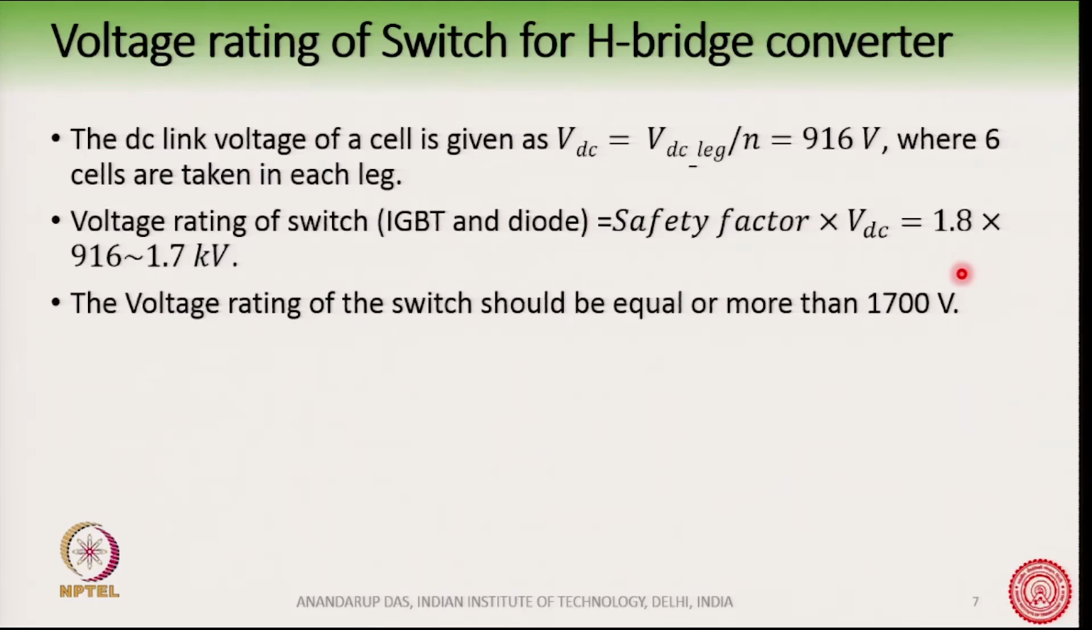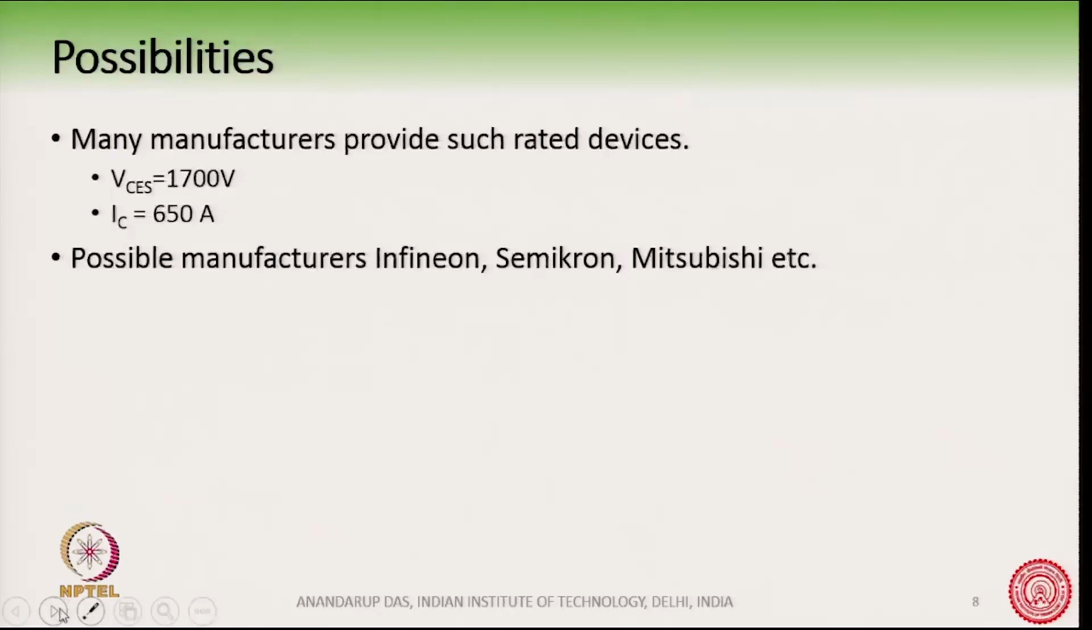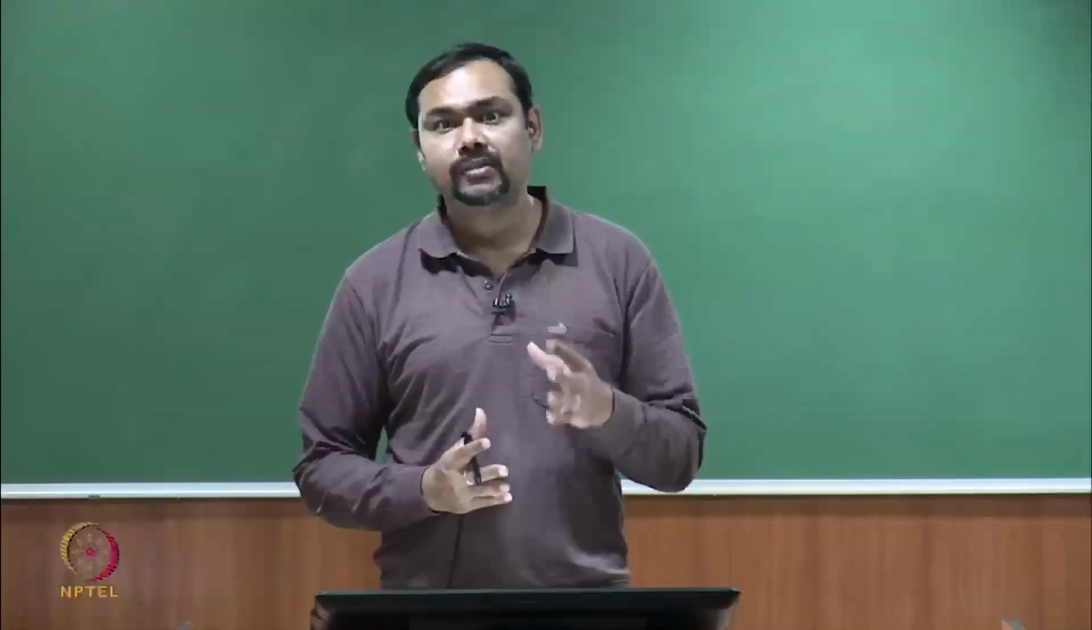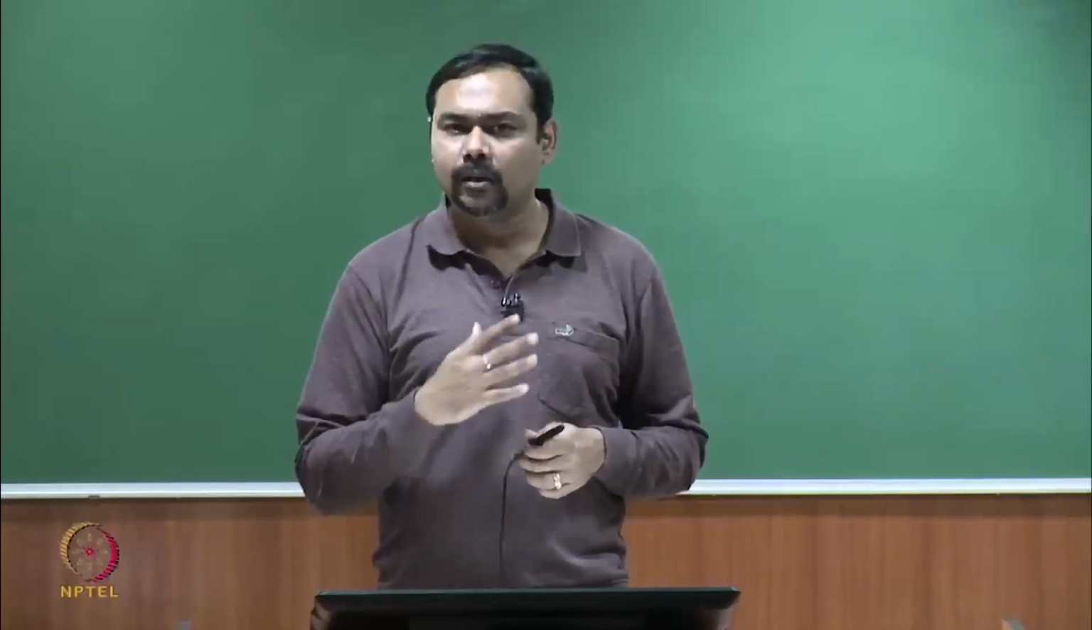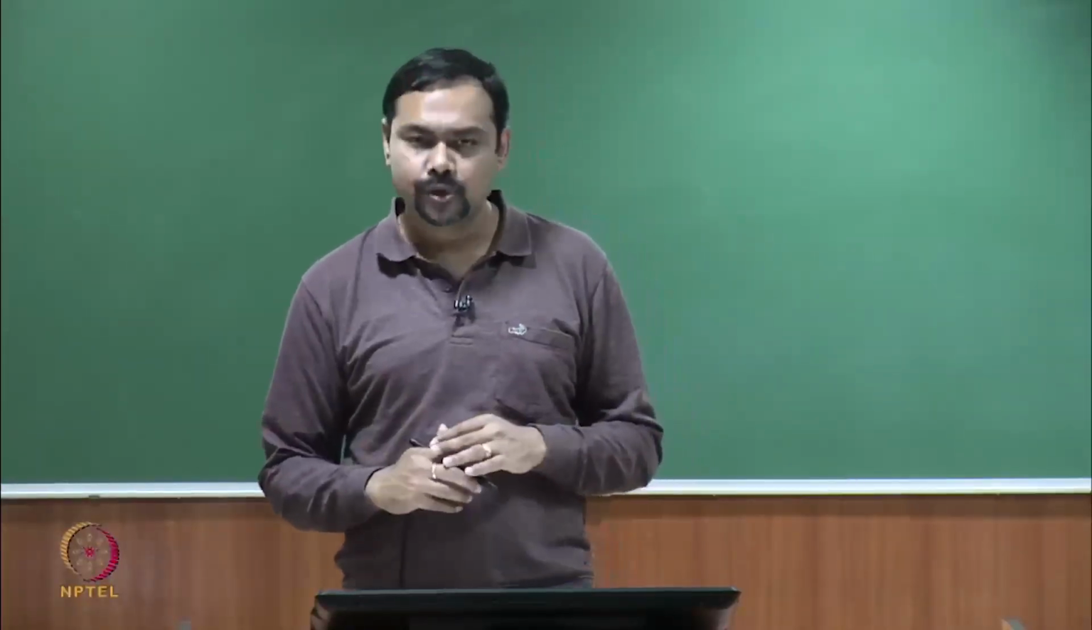So, the voltage rating of the switch we have taken is similar to 1700 volt. For this rating of 1700 volt and 650 ampere, if you go to the websites, you find there are several manufacturers like Infineon, Semikron, Mitsubishi, IXYS, and many others. You can go to their websites and find these kinds of switches. You can see their properties, the data sheet of these switches, and also their application notes, and you will find a lot of information on how to use those switches.